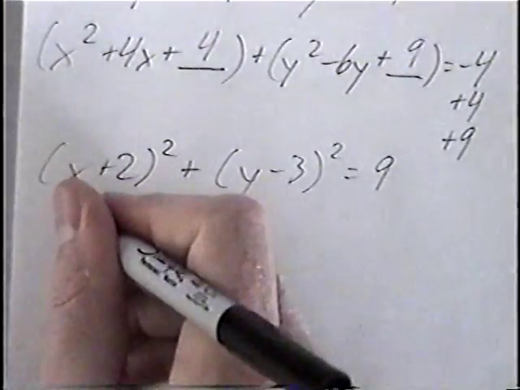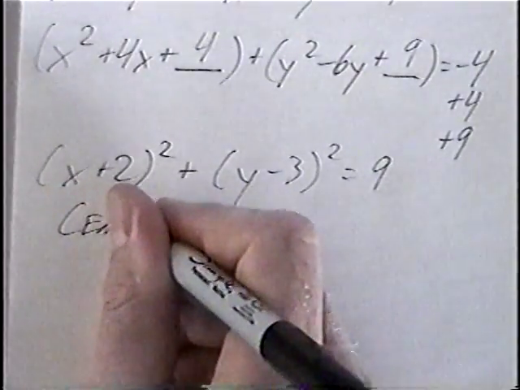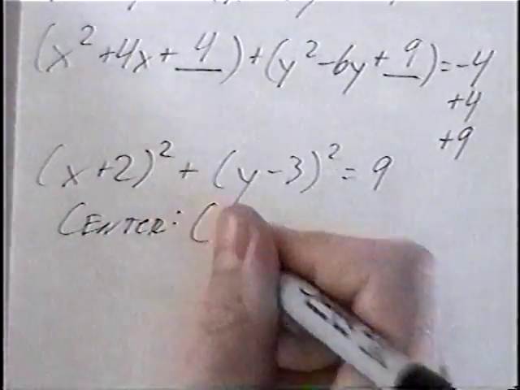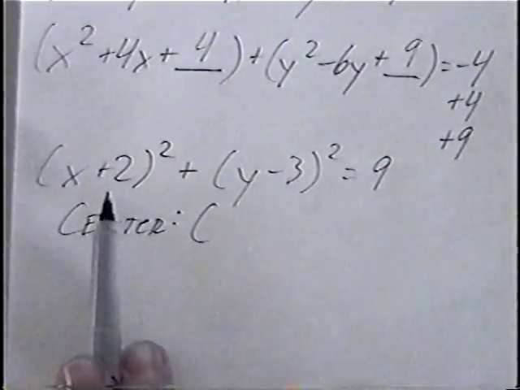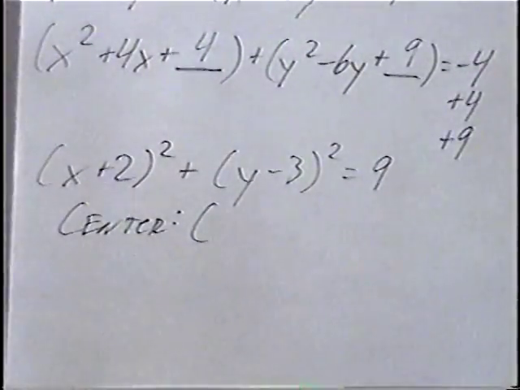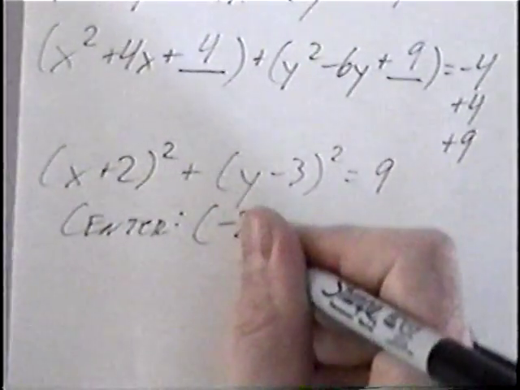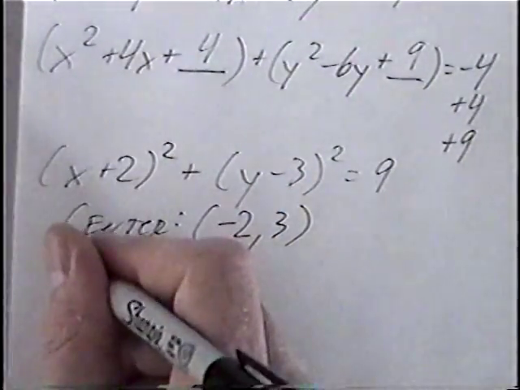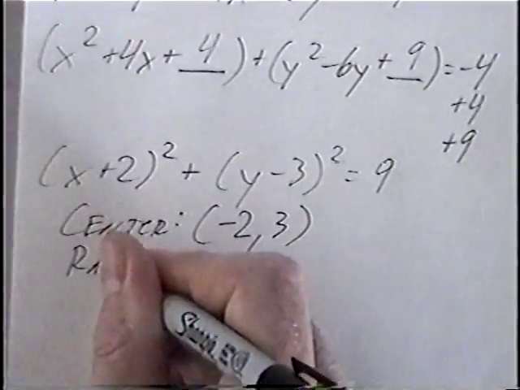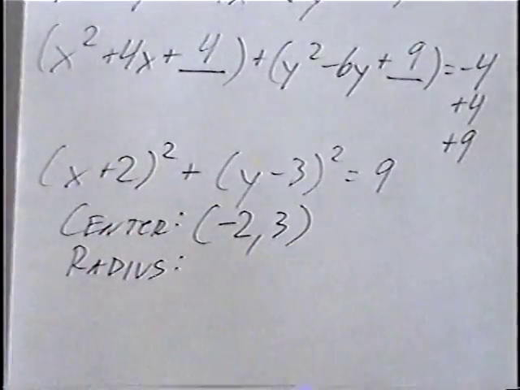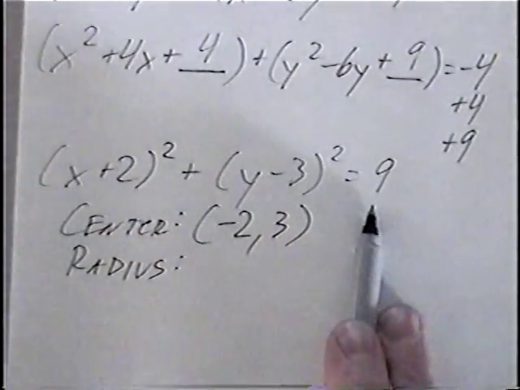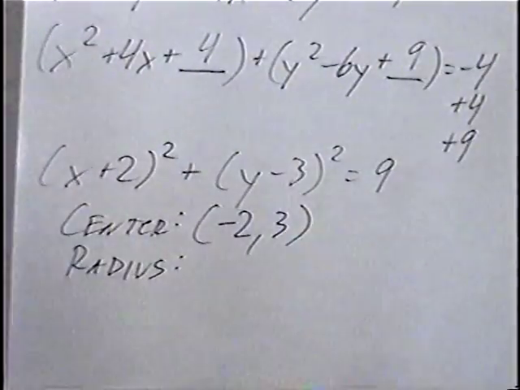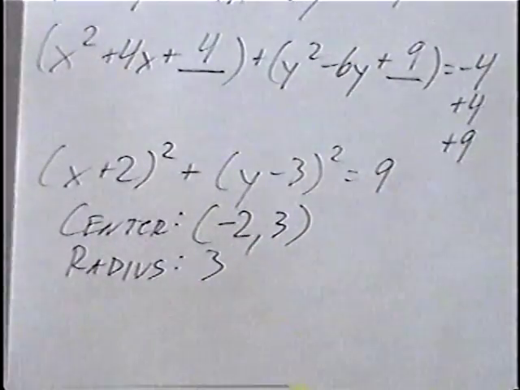To graph a circle, we want to find the center. Find the center again, you can do the opposite of the numbers next to x and y, which would be -2 and +3. And also for the circle, we need the radius, which again is the number. It's equal to 9, so we'll take the square root of 9, which would be 3.